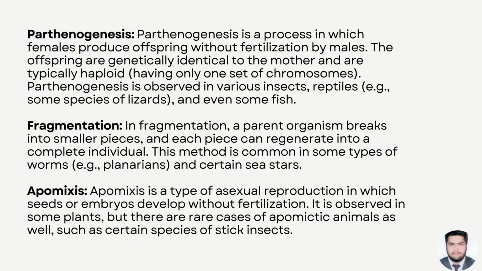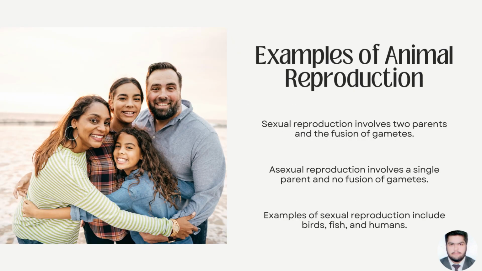Point 5, apomixis. Apomixis is a type of asexual reproduction in which seeds and embryos develop without fertilization. It is observed in some plants, but there are rare cases in animals as well, such as certain species of stick insects.